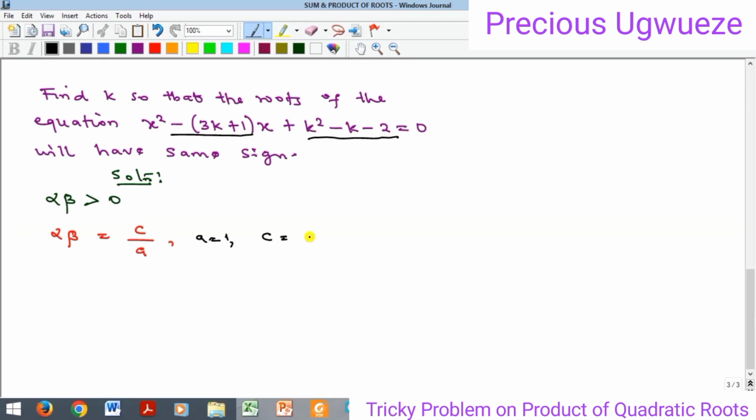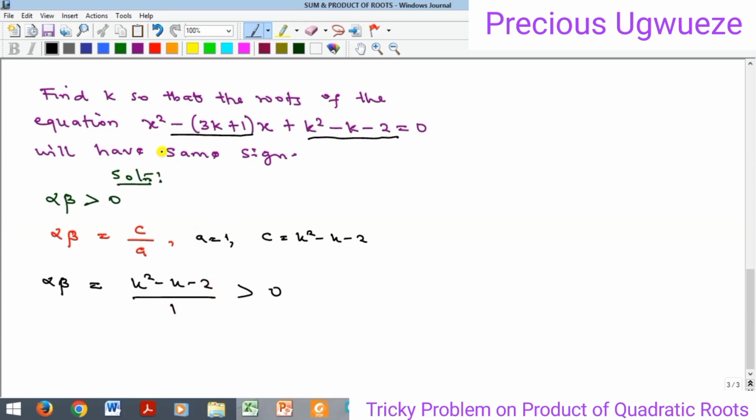All right, so we'll quickly substitute into this equation. This is k squared minus k minus 2. The product, which is alpha beta, is equal to k squared minus k minus 2 all over 1, and this must be greater than 0. All right, and so we need to solve this inequality and then find the value of k that satisfies it, and that's the same value of k that will give us roots of the same sign.